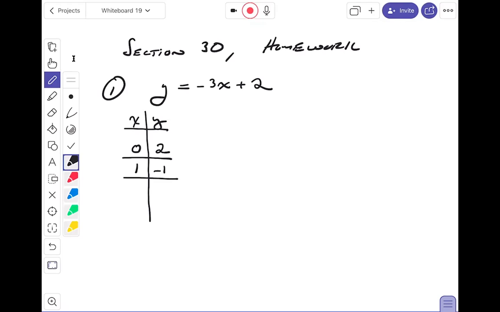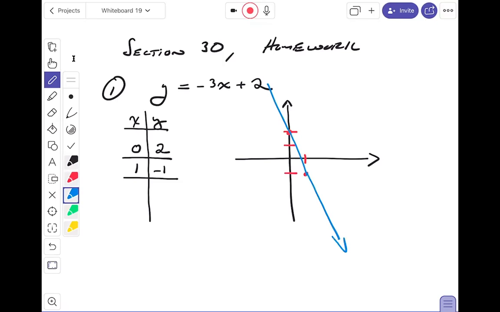And what I'm going to do is graph those 2 points. The first point is 0, 2. That's right here. The other point is 1, minus 1. I have my 2 points. What am I going to do now? I'm going to draw a line through those 2 points. It's not artwork, but it's good enough. All right, number 1 is done.